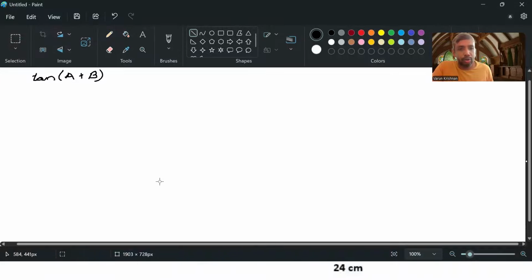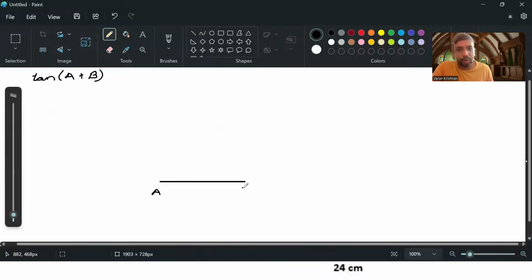To do this, what I'm going to first do is take a straight line. Let me call it AB, of length 1 unit. Let me not use capital A and B for the angles because I'm using capital A and B as points, so let me take the angles as small a and small b. I'm going to try to find the value of tan of small a plus small b.